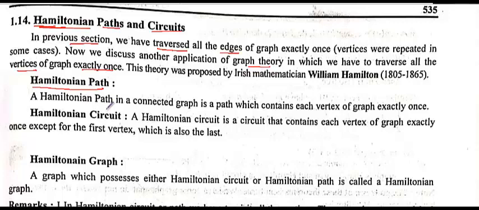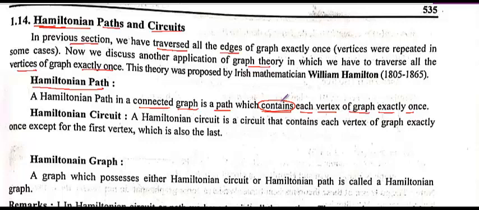Hamiltonian path. What is that? A Hamiltonian path, in a connected graph, not a disconnected one, and everybody is clear about the connected graph, is a path which contains each vertex of a graph exactly once. Okay? That is, whatever path we are following, we have visited each of the vertices, but only once, not two times.